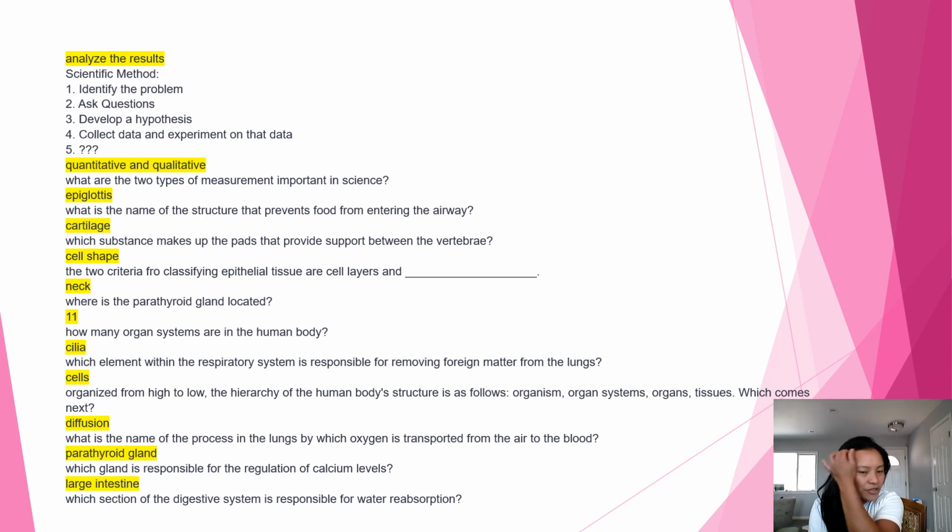Organized from high to low, the hierarchy of the human body structure is as follows. We have the organism, organ system, organs, tissues, and which comes next? The answer is cells. Okay, what is the name of the process in the lungs by which oxygen is transported from the air to the blood? The answer is diffusion. And which gland is responsible for the regulation of calcium levels? The answer is the parathyroid gland. Next is which section of the digestive system is responsible for water reabsorption? The answer would be the large intestine.